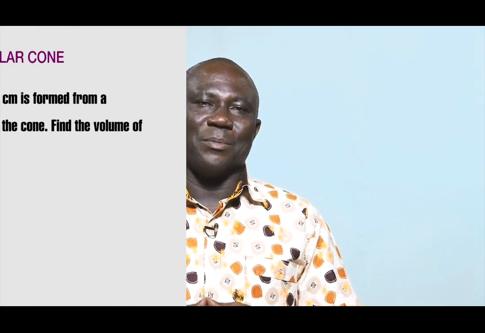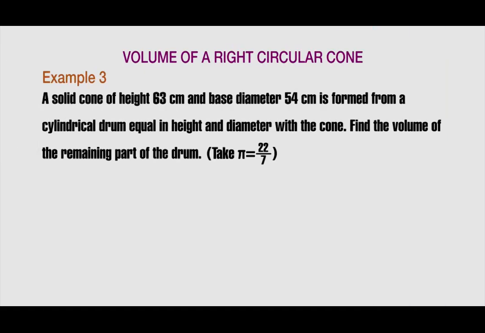Maybe the third example. A solid cone of height 63 centimeters and base diameter 54 centimeters is formed from a cylindrical drum equal in height and diameter with the cone. Find the volume of the remaining parts of the drum. Again, take pi to equal 22 over 7. I hope you can try this. Let's look at the solution.